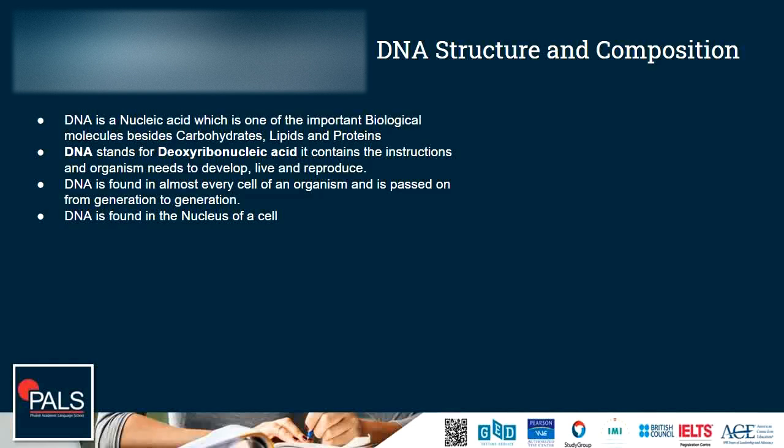DNA is found in almost every cell of an organism and is passed on from generation to generation. Almost every cell of an organism. If we think about our own body, red blood cells, for example, do not contain DNA because they are highly specialized to transport oxygen, and all the space available in a red blood cell is filled with hemoglobin to transport the oxygen around. So red blood cells don't have DNA. And DNA is found inside the nucleus of a cell. So red blood cells don't have a nucleus either. Most of our other body cells do have a nucleus and they do have DNA.